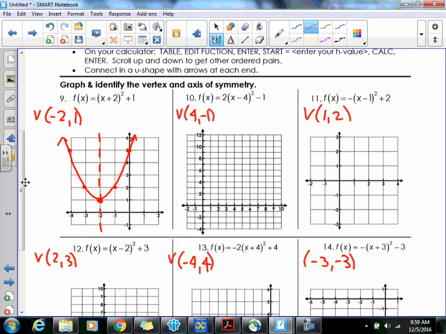Yeah, let's try another one. What's wrong? Okay, well then we'll help you. So what we're doing is we're just typing the equation into the calculator and then getting the table and pulling some points off the table to graph. You don't have to plot all the points, just 3 or 4 of them, and you're good. We're going to come around and help you. So do number 10 and number 11.